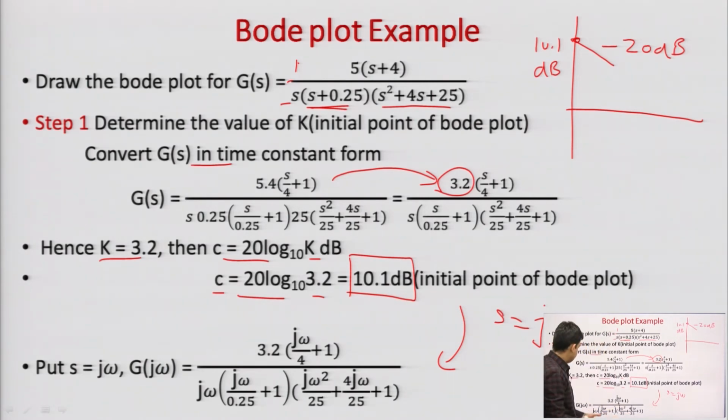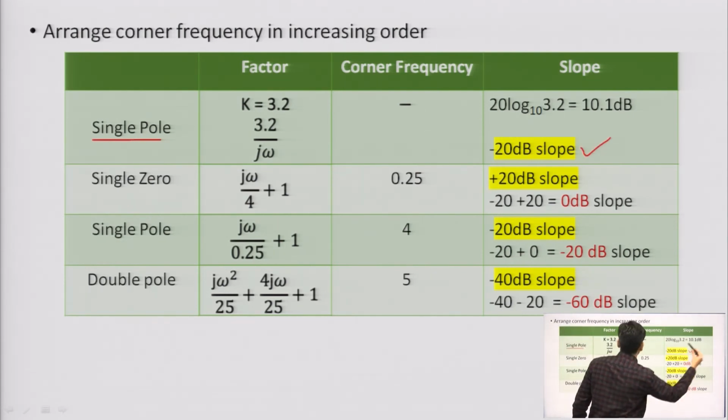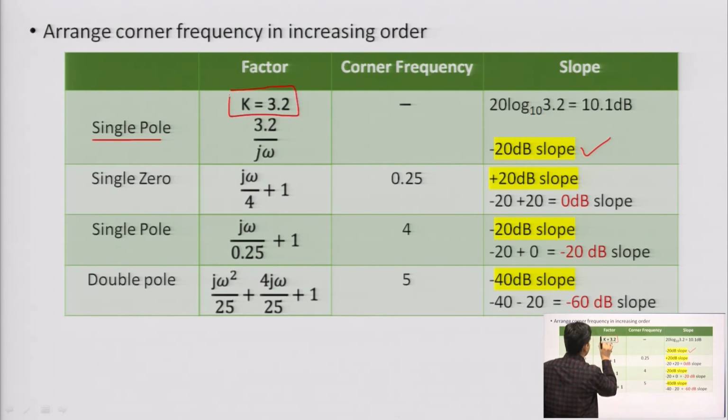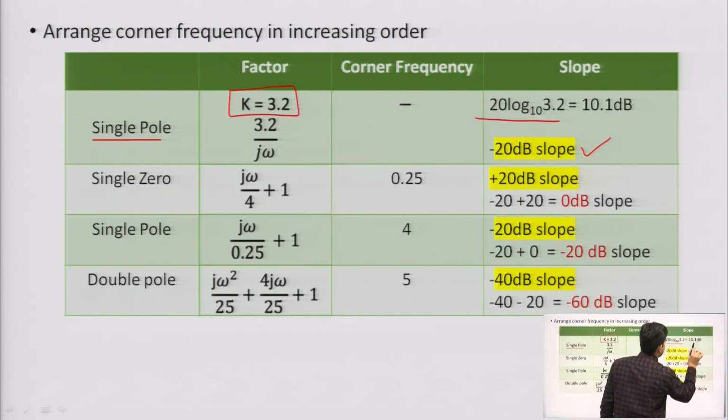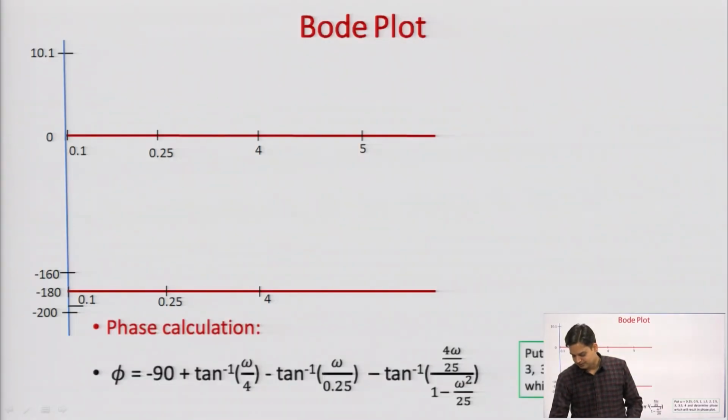Here we need to replace this transfer function by s equal to j omega, and we will obtain this transfer function. Now, we need to arrange all the corner frequencies in increasing order. The first factor here is a single pole, 3.2 over j omega, and this gives me the initial slope. For K equal to 3.2, I had done this calculation in dB, and this is my initial point in the Bode plot, with minus 20 dB slope.